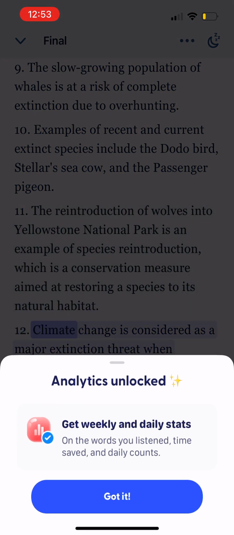12. Climate change is considered a major extinction threat when combined with habitat loss. 13. Species introduction, overhunting, pollution, and climate change are all considered major extinction threats.